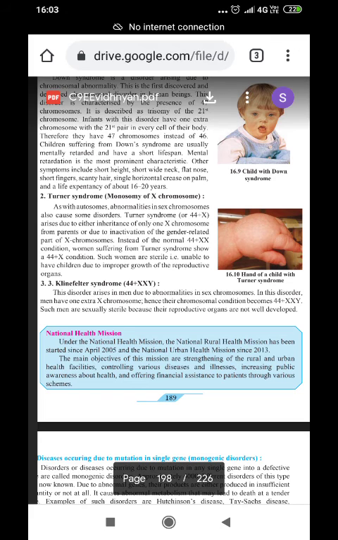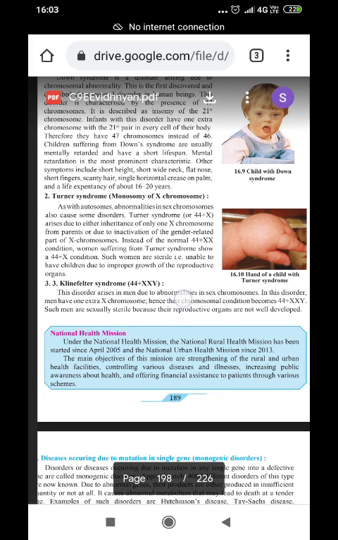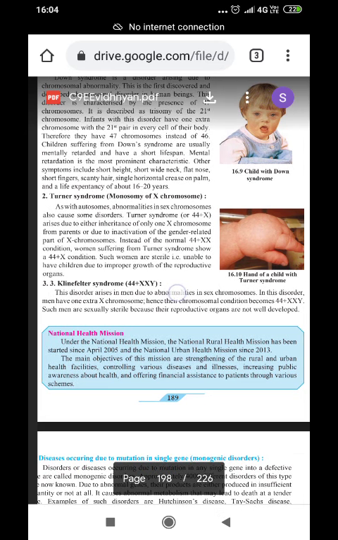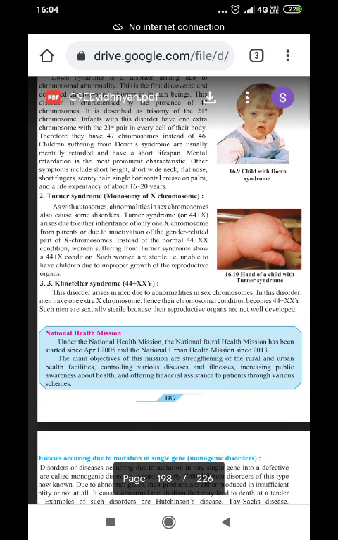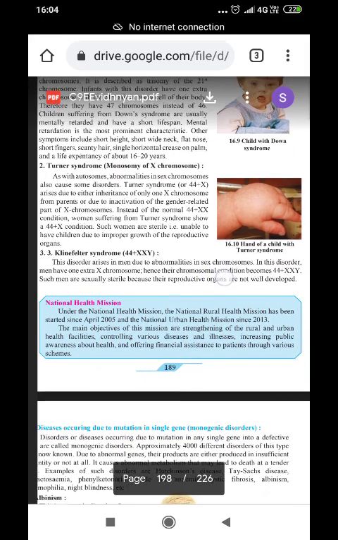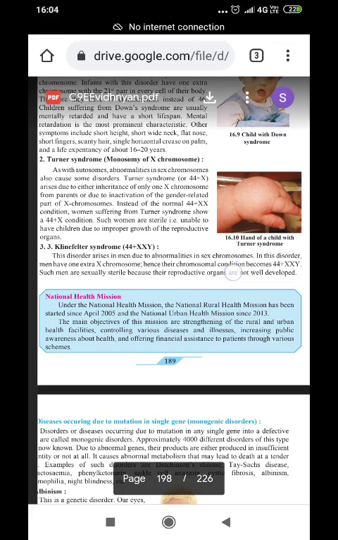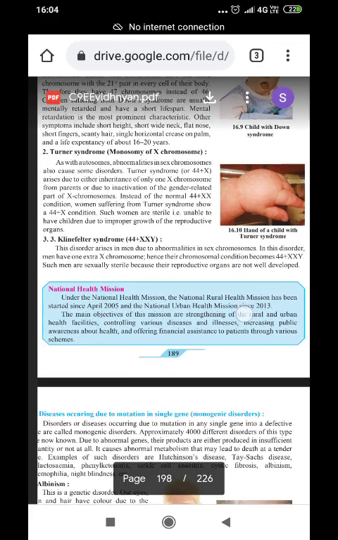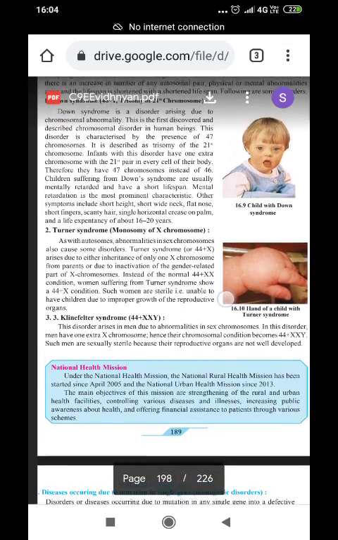Children suffering from Down syndrome are usually mentally retarded and have a short lifespan. Mental retardation is the most prominent characteristic. Other symptoms include short height, short wide neck, flat nose, short fingers, scanty hair, a single horizontal crease on the palm, and a life expectancy of about 16 to 20 years. That was the first disorder, which we call Down syndrome.